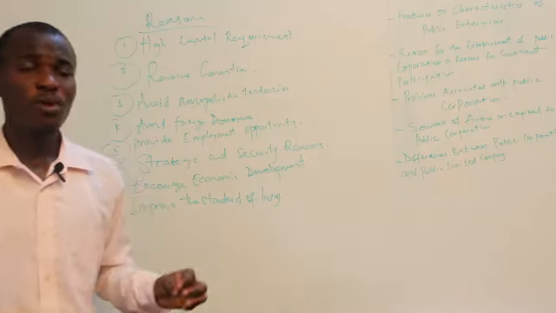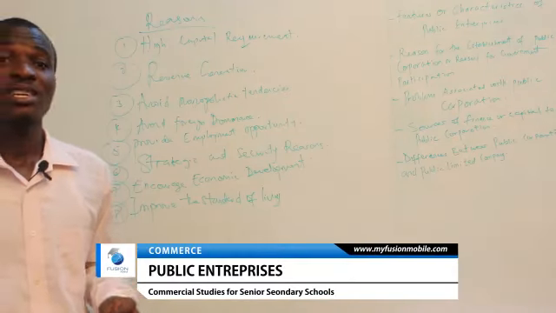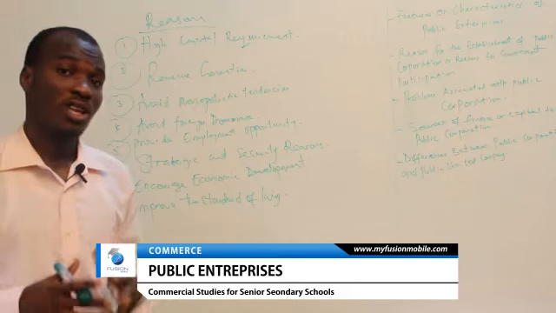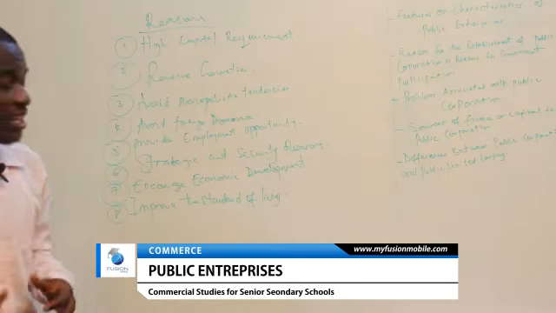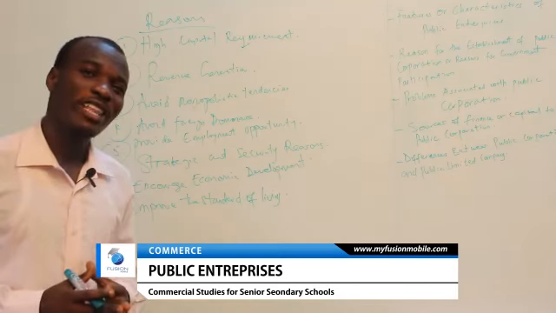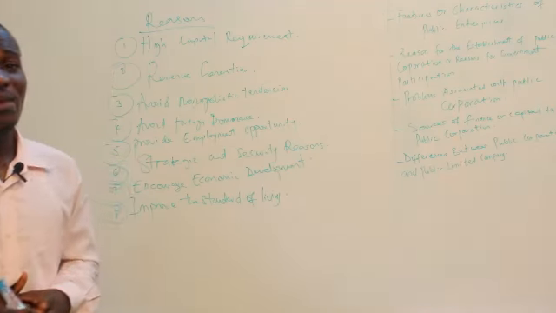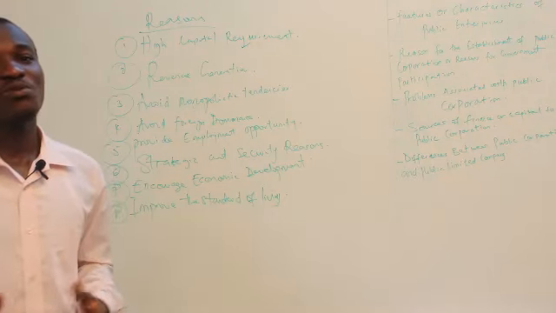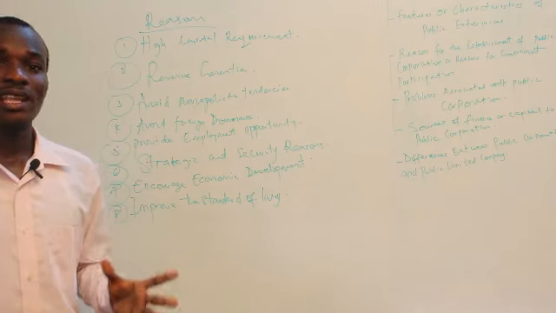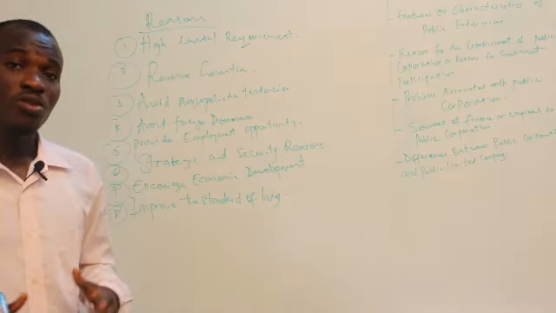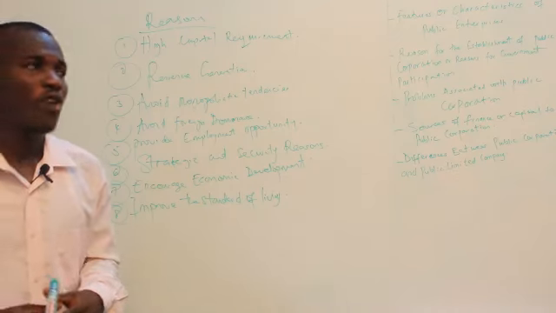So different public corporations and enterprises will be established in different parts of the country to encourage quick economic development in the country. Next is to improve the standard of living. When a public enterprise is established, its major aim is to provide services to the people. And what happens once that service is being provided by the government? The standard of living and the welfare of the people will be improved through reduction in the cost of living of the people.